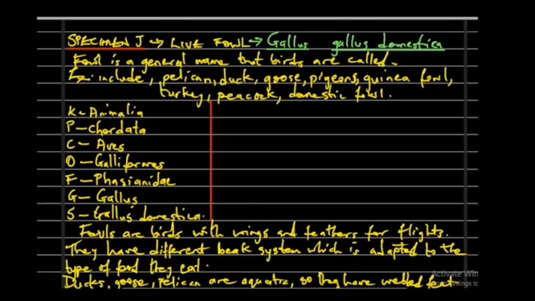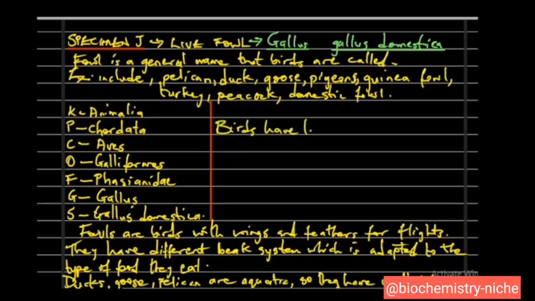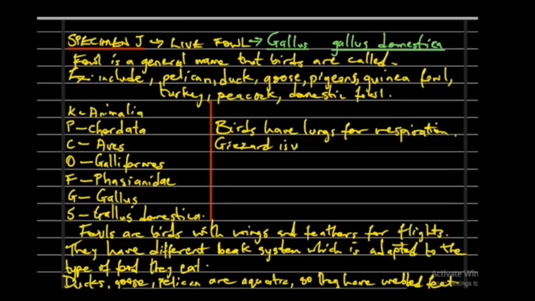Now, birds generally have lungs for respiration. They make use of the lungs for respiration. They have a gizzard in them. The gizzard is particularly a grinding machine used to mill grains fed on.